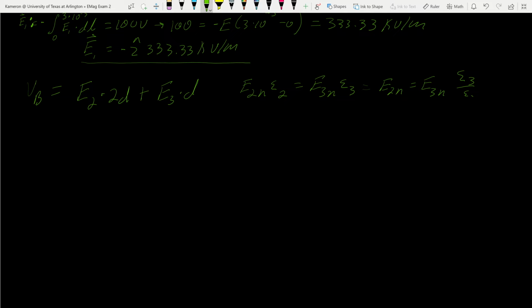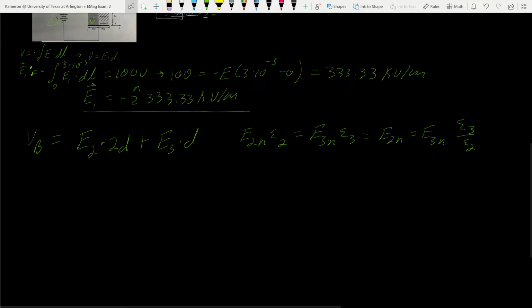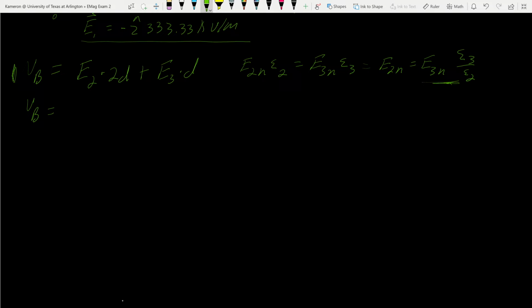Since there is no conducting plate between them, rho of s is 0. Don't have to worry about that, kind of how we talked about in the last question. So we can plug this value into E2 of n in our equation over here on the left, right? So that will rewrite this equation as V of B is equal to E3 of n times epsilon 3 over epsilon 2 times 2d plus E3 of n times d. This is a normal component.